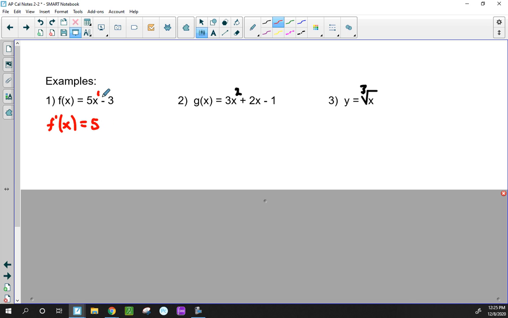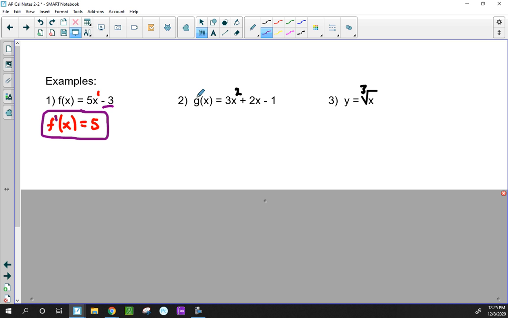And then you're going to look at the next term in your polynomial, which is negative 3, and you're going to do the derivative of a negative 3, and of course negative 3 is a constant, and so the derivative of a constant is 0. And so this is the answer, the derivative for that problem. And again, this is called first derivative from pre-cal.